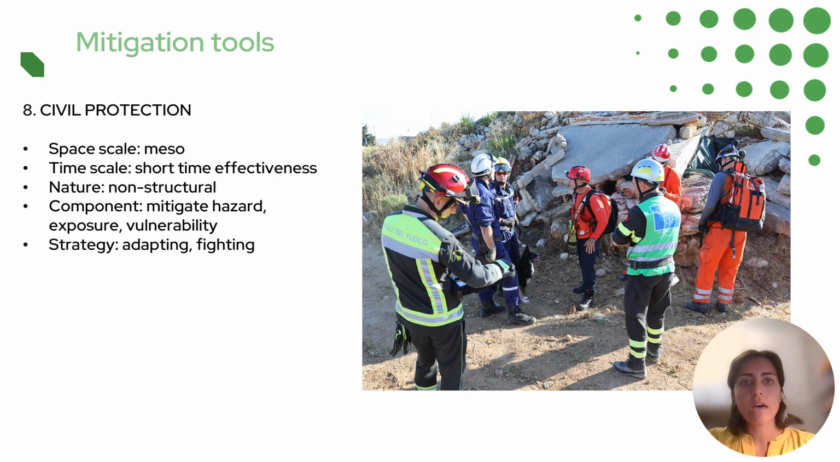Civil protection is another key tool. Here we are not talking about physical structures, but about organization, coordination, and emergency response. Civil protection is crucial in reducing risk because it issues warnings, coordinates evacuations, and saves lives during emergencies. It is a non-structural measure with immediate short-term effectiveness. The scale is meso, as it involves entire communities, and the strategy is both adapting and fighting, since it acts on vulnerability but also directly addresses the hazard during the event.